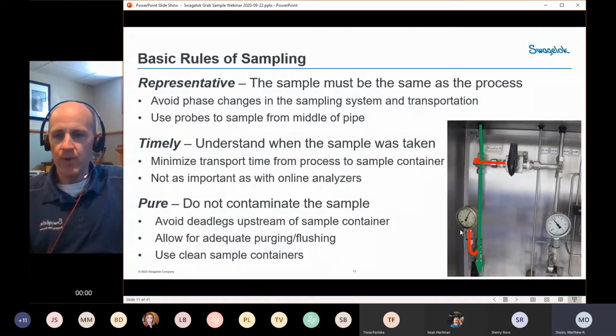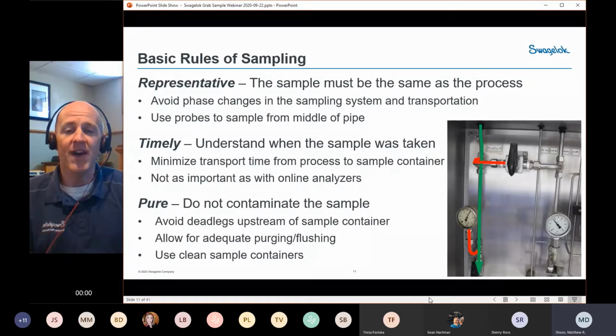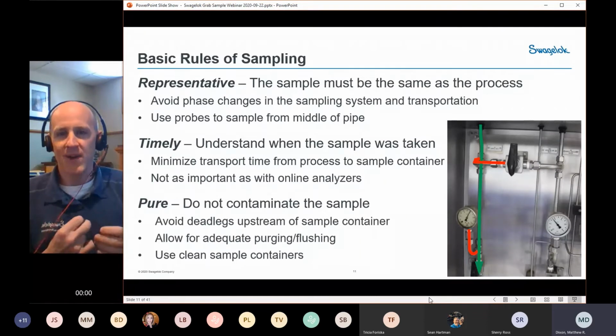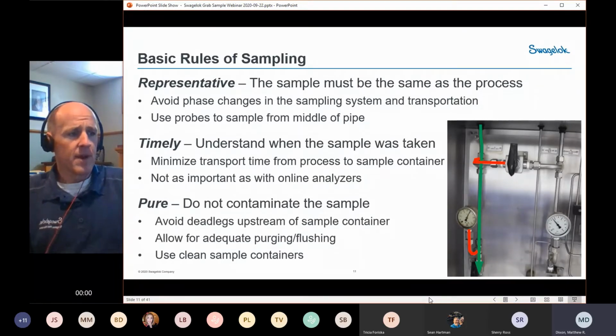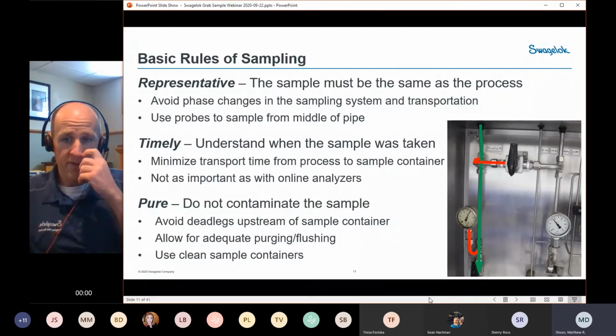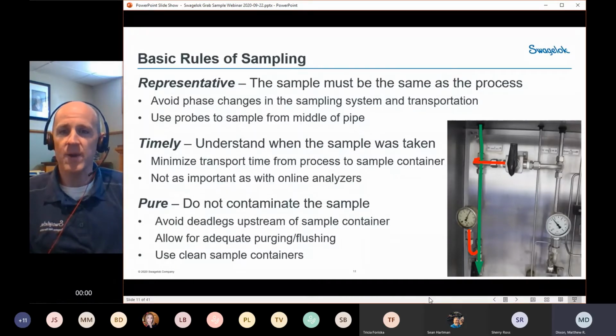For example, any gauges we would want to put on the downstream side of the sample container where it's not going to affect anything. So those are the types of things that we do: we make sure that if there are any dead legs, one, they're minimized altogether, but two, if we have to have them, that they are on the downstream side of our sample container where it's not going to affect our sampling operation. We also want to make sure that our process is able to be purged or flushed out if need be. And again, using those clean sample containers is another area that helps us to maintain that purity.